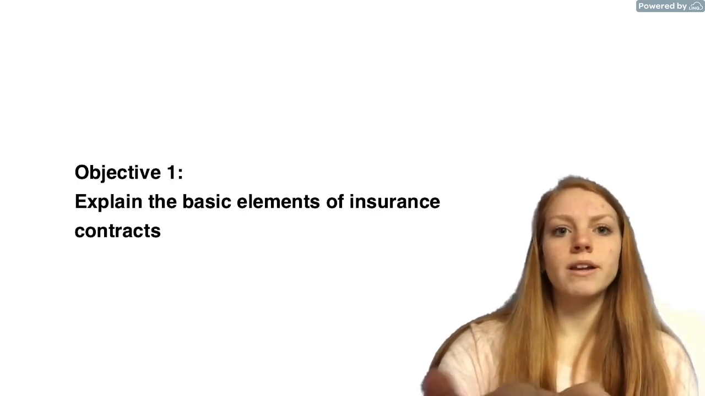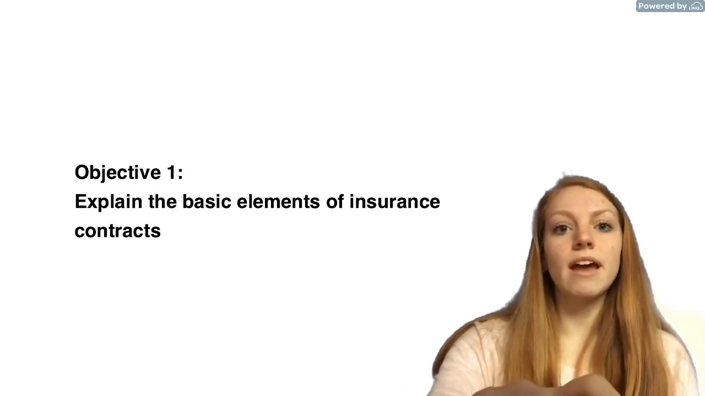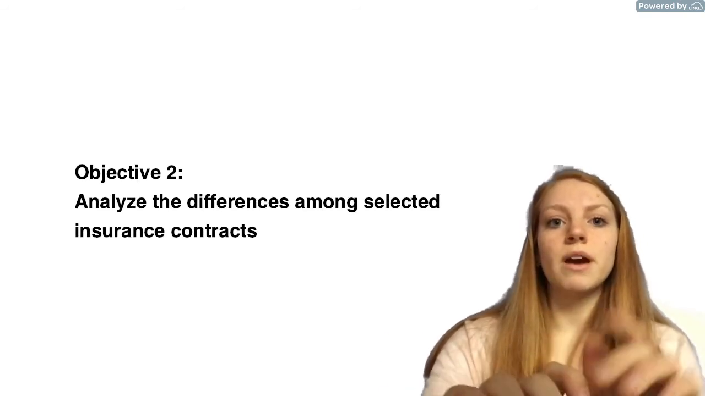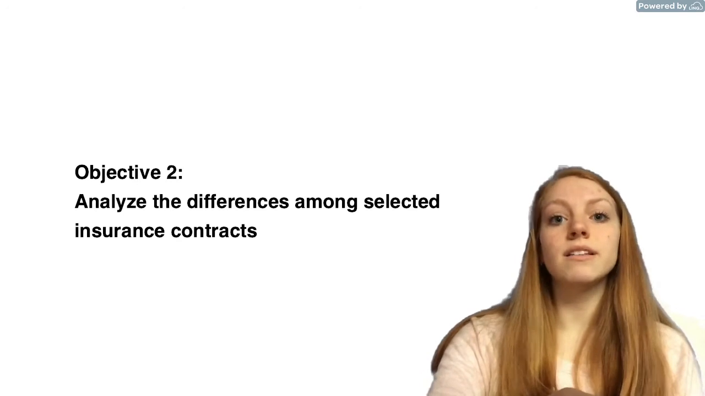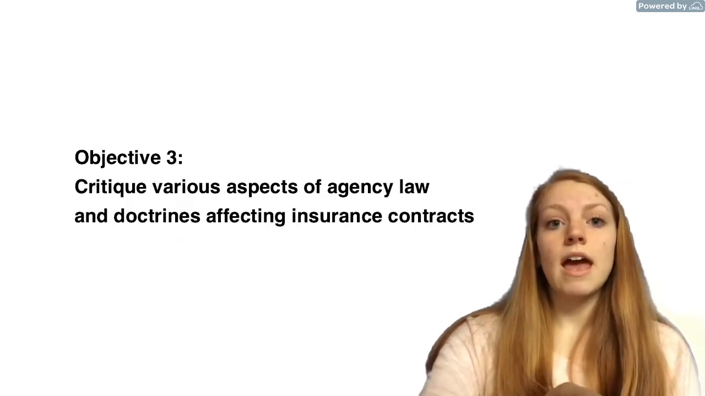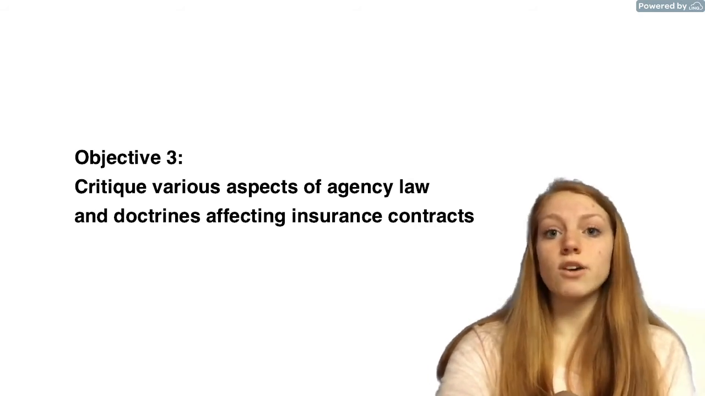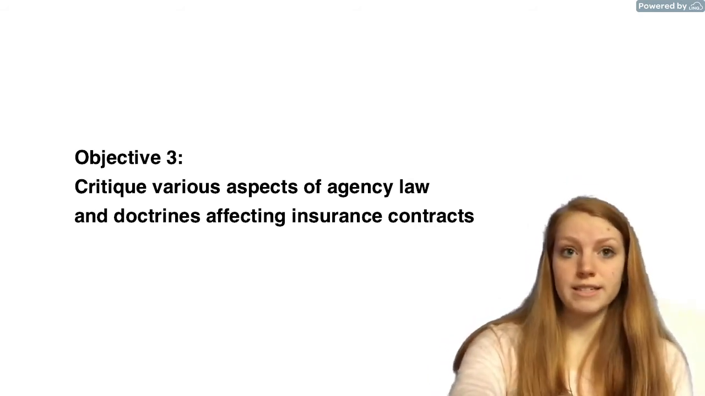There are 3 learning objectives for this unit. Number 1, to explain the basic elements of insurance contracts. Number 2, to analyze the differences among selected insurance contracts. And number 3, to critique various aspects of agency law and doctrines affecting insurance contracts. With that being said, we're going to move on to the first objective, explain the basic elements of insurance contracts.